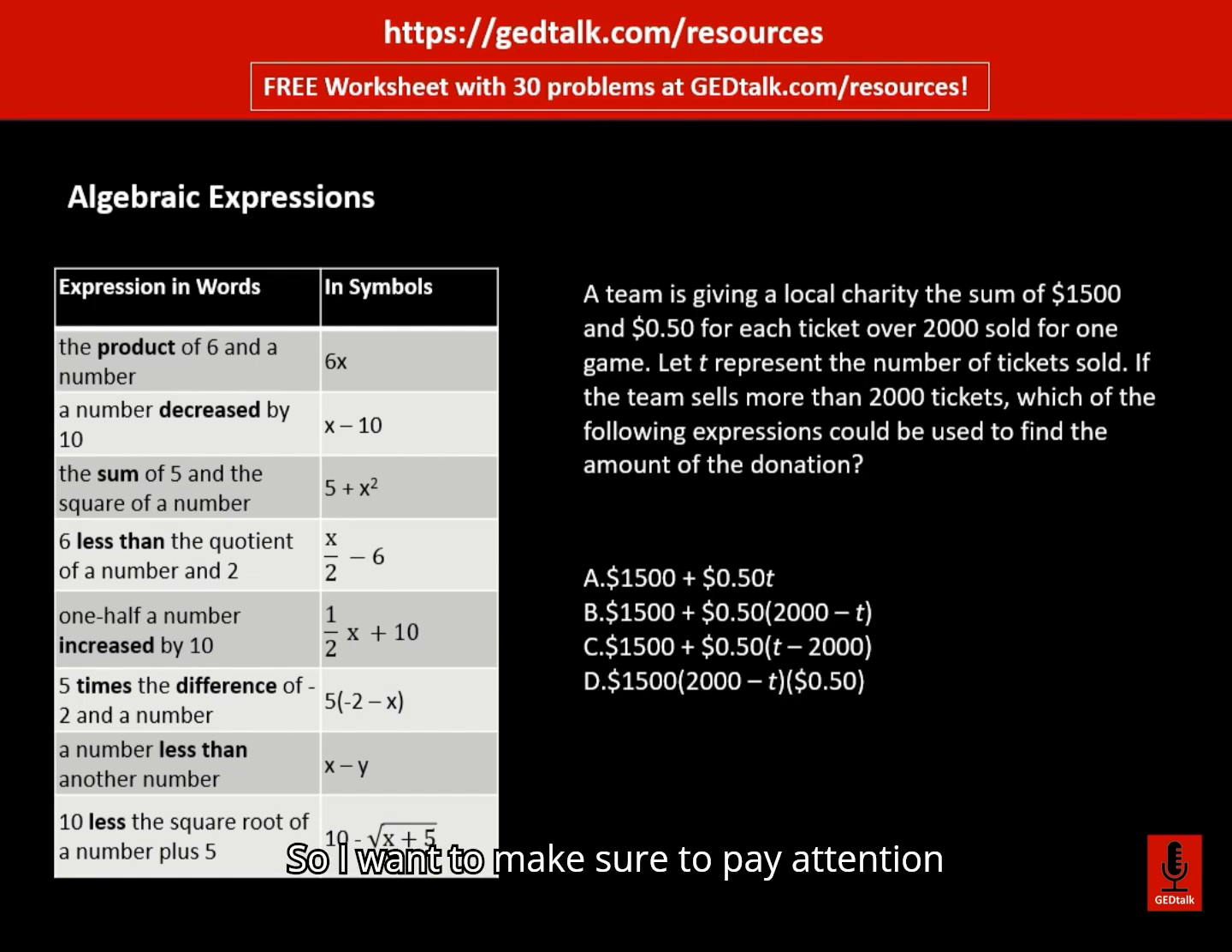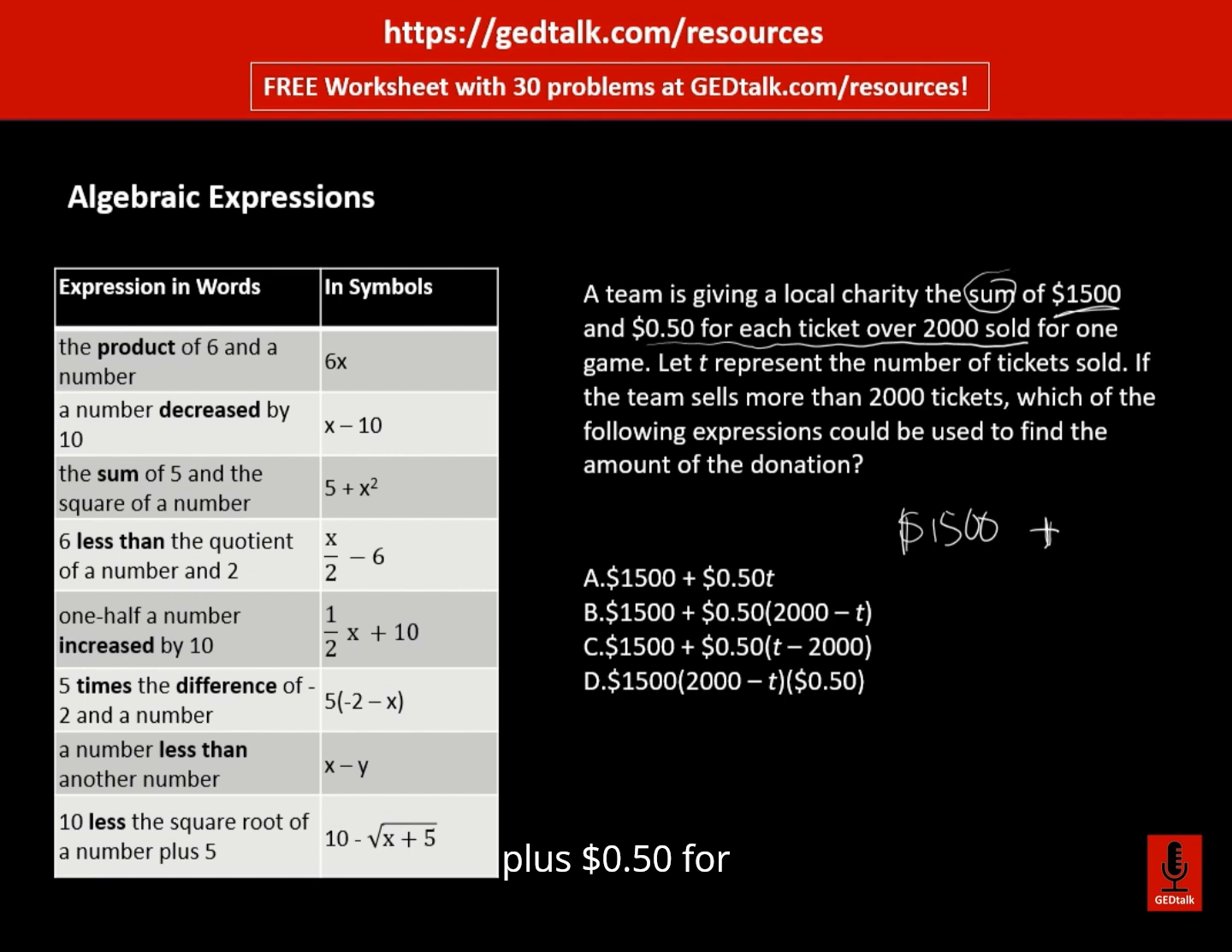of the donation? So I want to make sure to pay attention to those terms that let us know exactly what has to happen. So I want to pay attention to the sum of $1,500.50 for each ticket over 2,000 sold. So automatically, I know that there's going to be an addition sign and two numbers are going to be added. The first one is 1,500 plus 50 cents for each ticket over 2,000 sold. So it's not 50 cents per ticket. It's whatever is the excess of 2,000 sold.